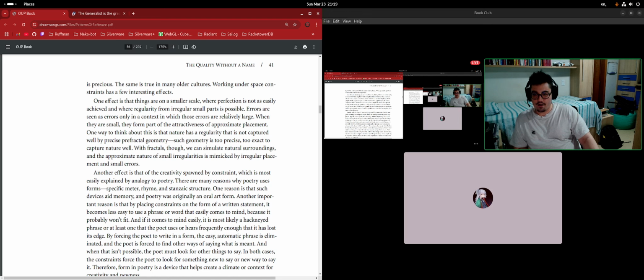One effect is that things are on a smaller scale, where perfection is not as easily achieved, and where regularity from irregular small parts is possible. Errors are seen as errors only in the context in which those errors are relatively large. When they are small, they form part of an attractiveness of appropriate placement, which is kind of weird. One way to think about it is that nature has a regularity that is not captured well by precise prefractal geometry. So geometry is too precise, too exact to capture nature well. With fractals, though, we can simulate natural surroundings, and the approximate nature of small irregularities is mimicked by irregular placement in small areas. Yeah, this actually makes sense.